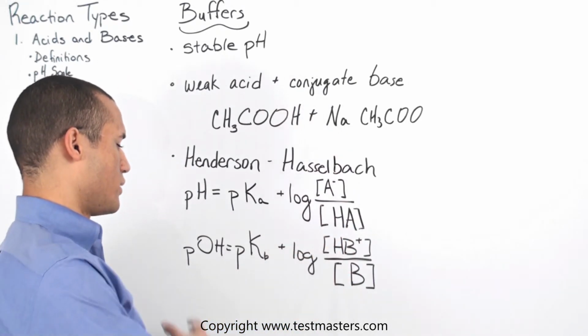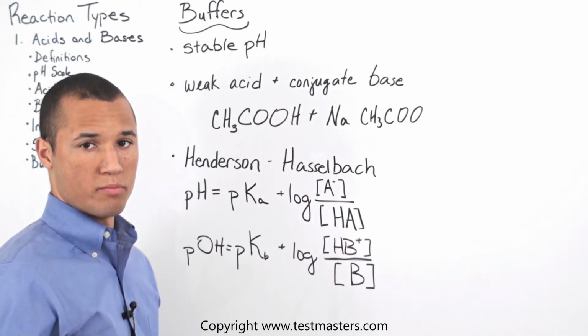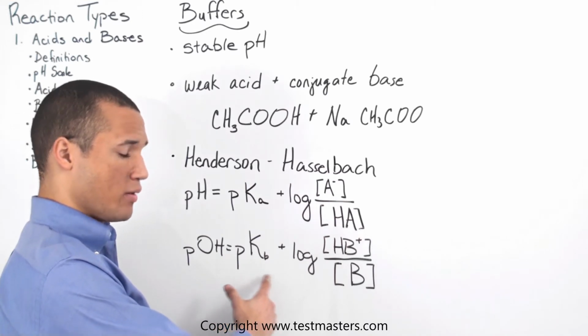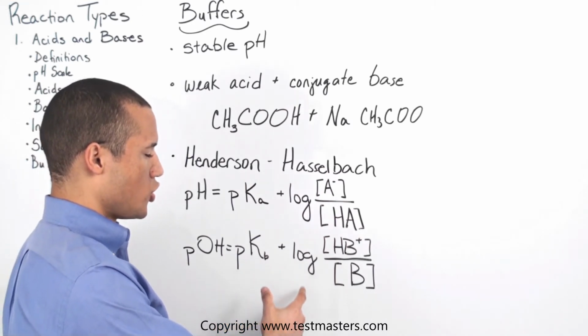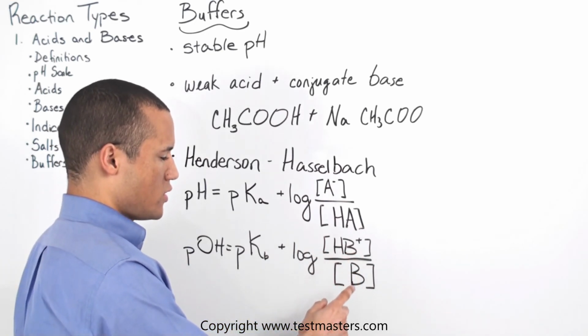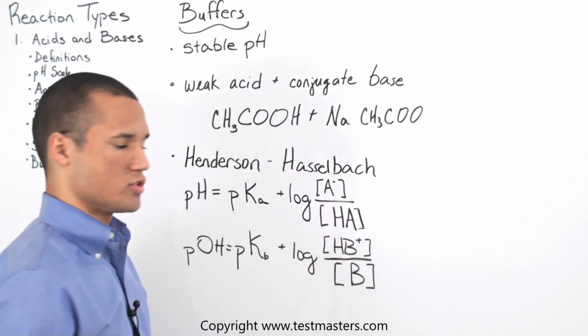Similarly, we can calculate the pOH in the case of a base buffered solution by adding the pKb for the base to the log of the conjugate acid of the base divided by the concentration of the base.